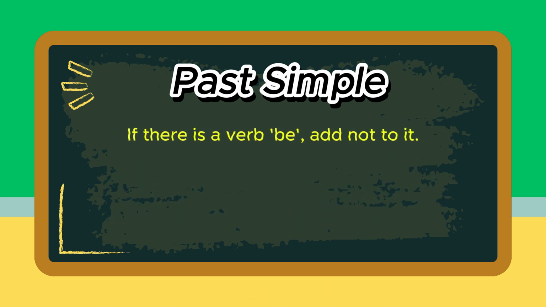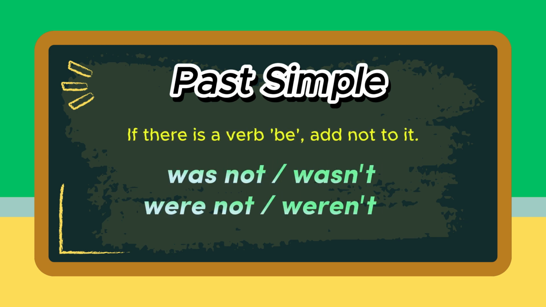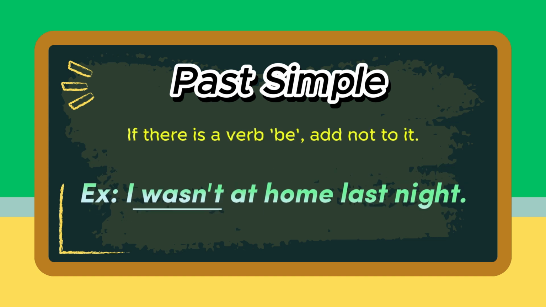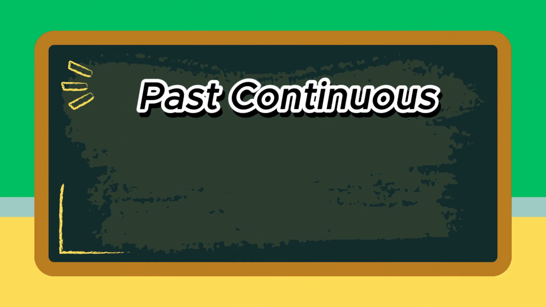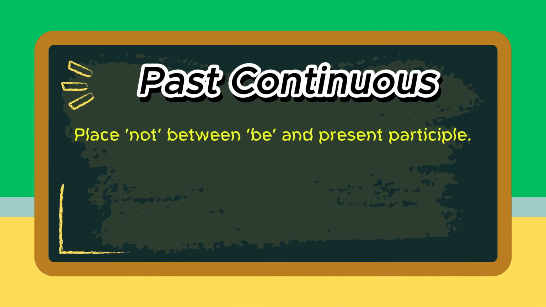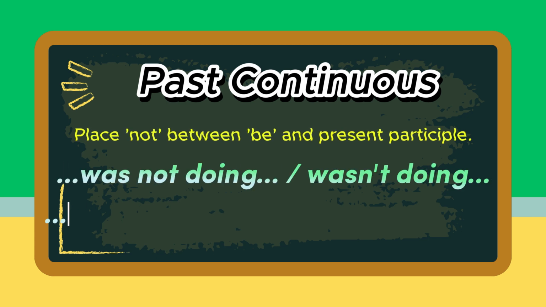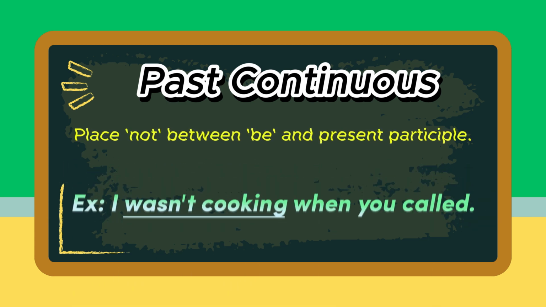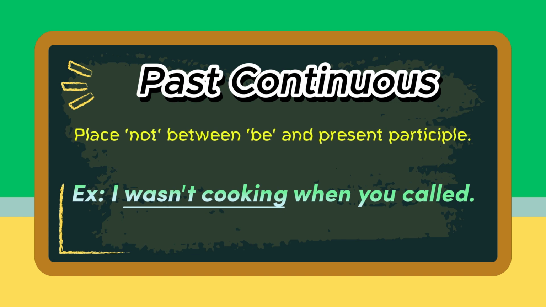If there is a verb be, add not to it. Was not, wasn't. Were not, weren't. Example, I wasn't at home last night. Past continuous. Place not between be and present participle. Example, I wasn't cooking when you called.